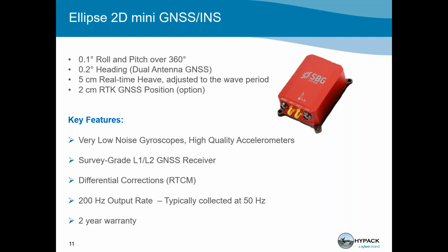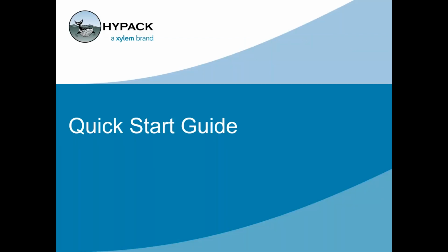The Ellipse 2D is a great little mini INS system. It can measure roll and pitch over 360 degrees to within 0.1 degree. It has a dual antenna heading system, a 5 centimeter real-time heave filter, and is capable of receiving RTK corrections. And it's super lightweight, great for UAV applications.